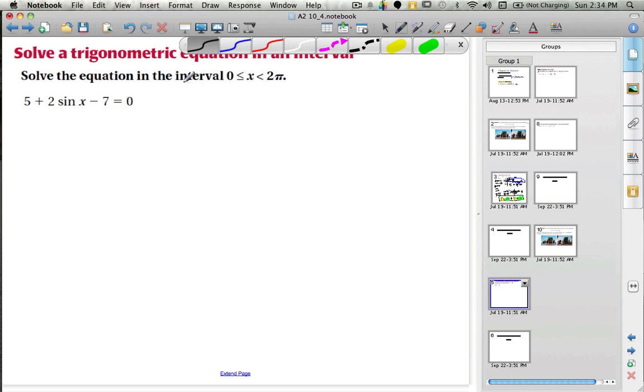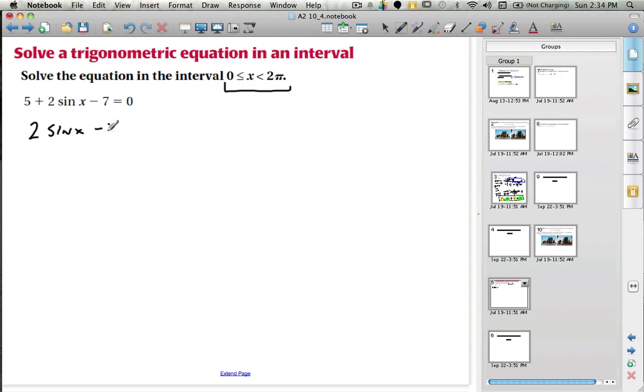So in this case, I now am only worried about this interval between 0 and 2 pi. So I'm going to go back and do something similar to what I did before, the 5 and the minus 7. This is going to be 2 times the sine of x minus 2 is equal to 0. If I add 2 to either side, 2 times the sine of x is equal to 2. And I divide by 2, sine of x is equal to 1.